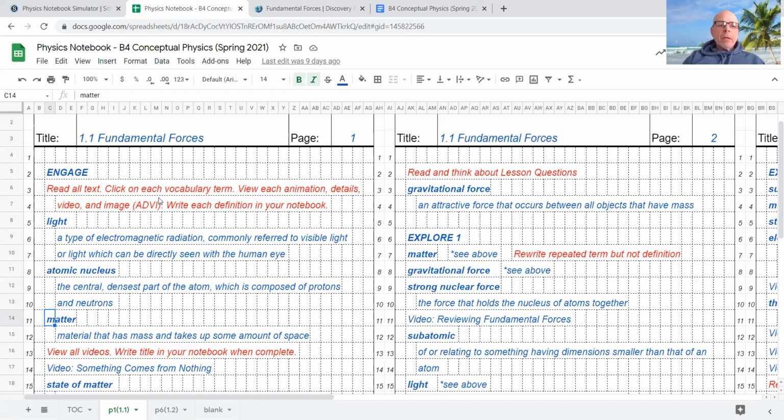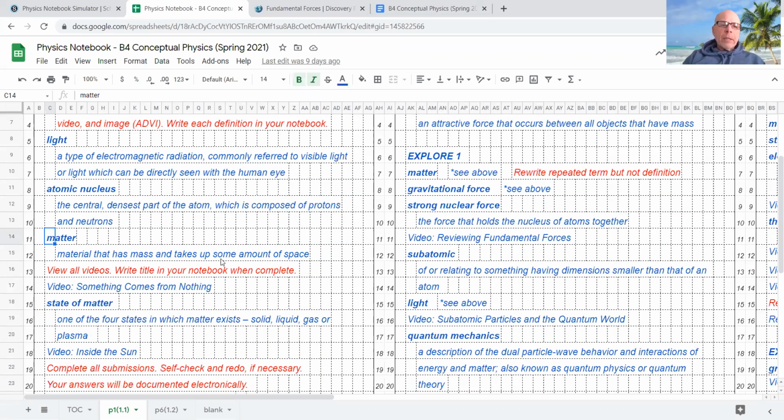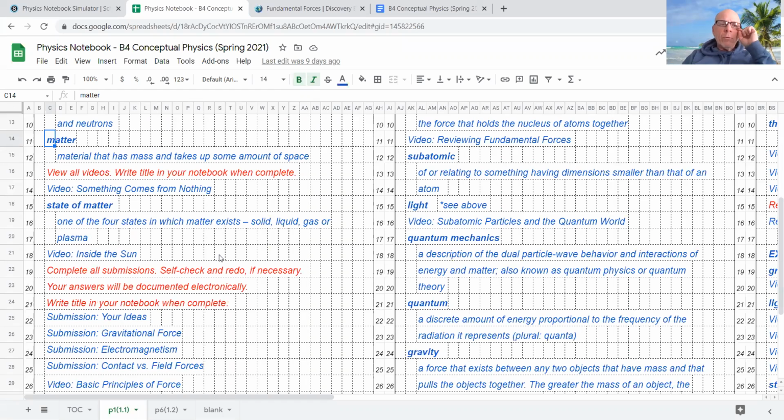Read all the text, click on each vocabulary term. When you do, it's going to give you an animation, details, a video, and an image. Those 4 things: ADVI, animation, details, video, and image. You look at all that, but it's the details that you put in the notebook, and that's where these definitions come from. The details are written in the notebook. That's why they're in blue and italicized. That simulates your actual written work.